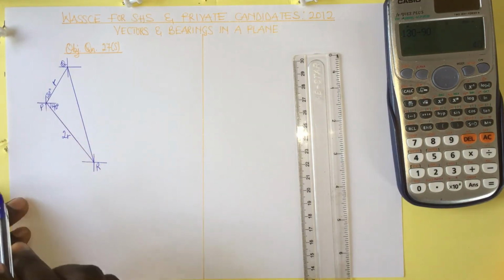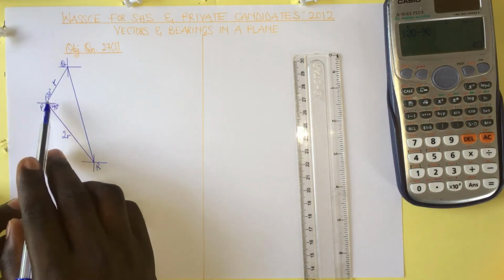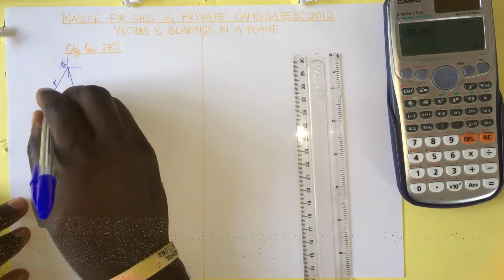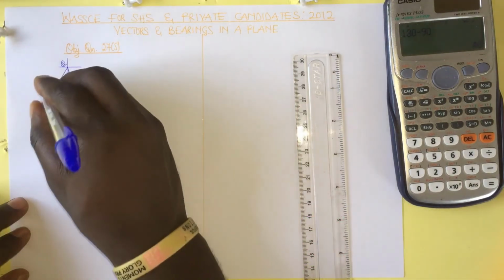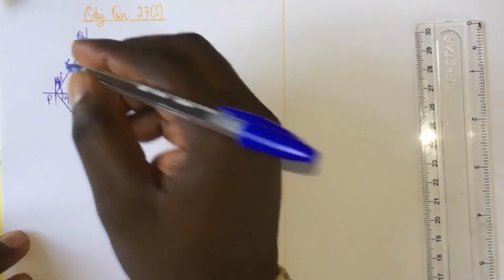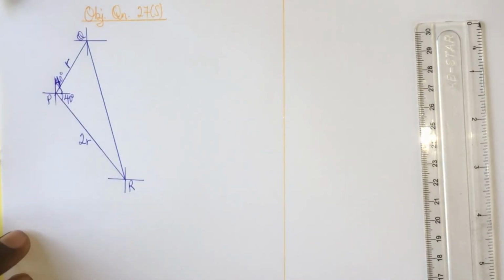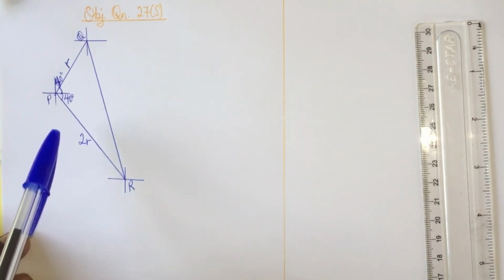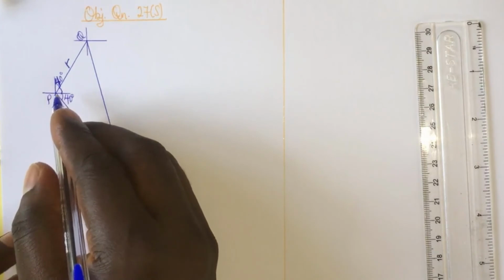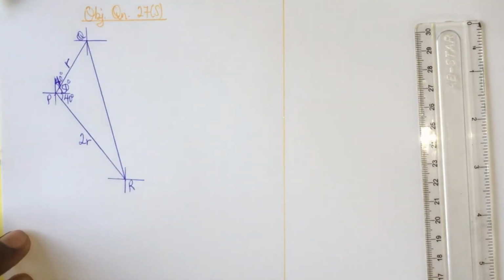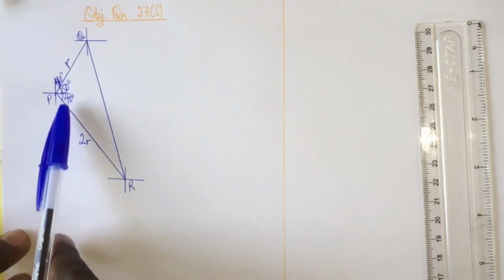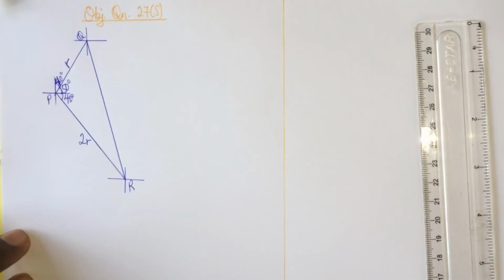If this angle is 30 degrees, then this angle here will be, we have 30, was it? No, it's 40, not 30. So the question was the bearing of Q from P is 40 degrees, not 30, 40 degrees. So when you subtract 40 from the right angle here, we are going to get 50 degrees because the angle for a right angle is 90 degrees. Now we have 50 degrees plus 40 degrees, and that one will give us 90 degrees.